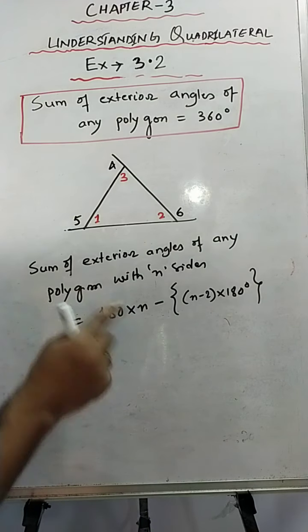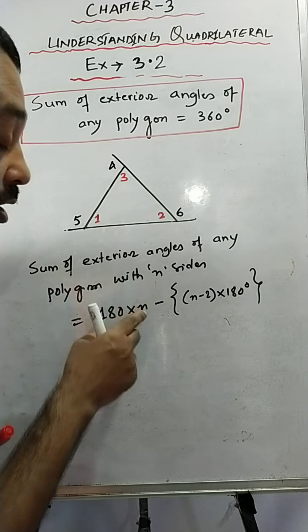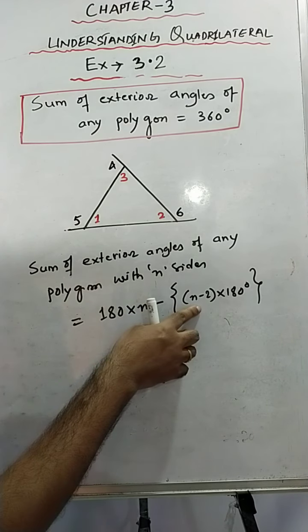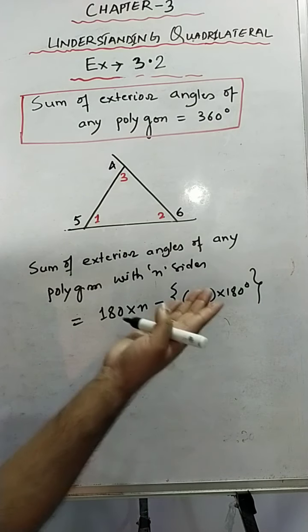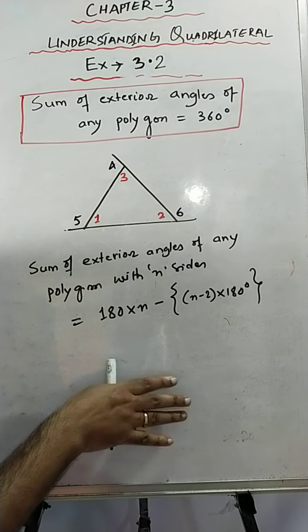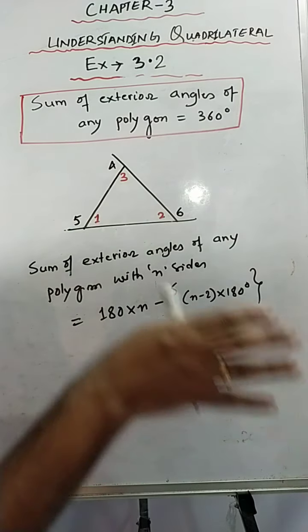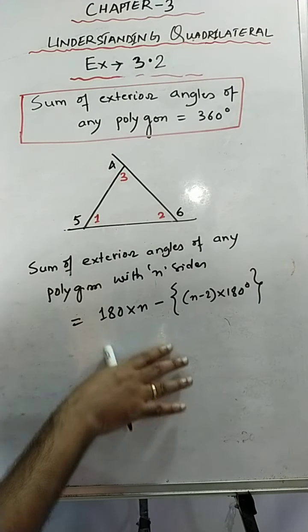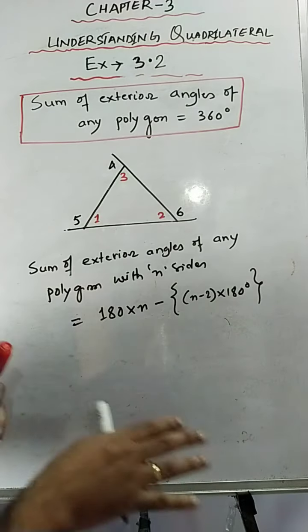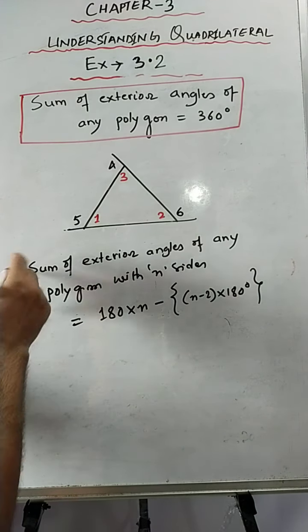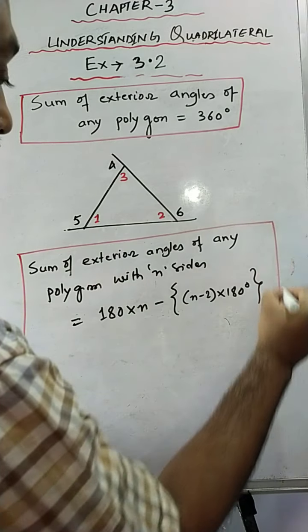That means if you want to see whether this statement is true or not for heptagon, then you just have to put the values of n here, and you will see that every time we will get 360 degree. It doesn't matter whether it is hexagon, heptagon, quadrilateral, nonagon, decagon. Every time it will come 360 degree. So this is a very, very important formula. Fine. So just write it down in your copy.